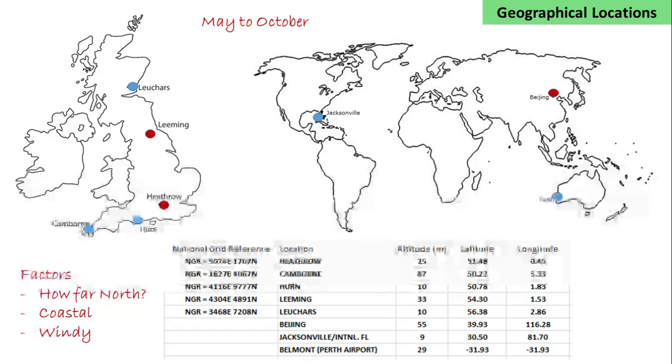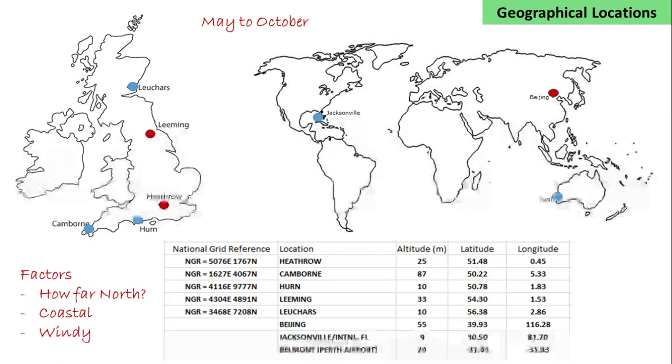Things that you should remember are factors that might affect the weather in these locations, in particular how north or south is the particular location. If you look at the locations in the UK, they're almost alphabetical from south to north, except for Heathrow and Hurn, which would be around the other way. So take note of which are coastal, which are inland, and the ones that are coastal are also more likely to be the windy ones.